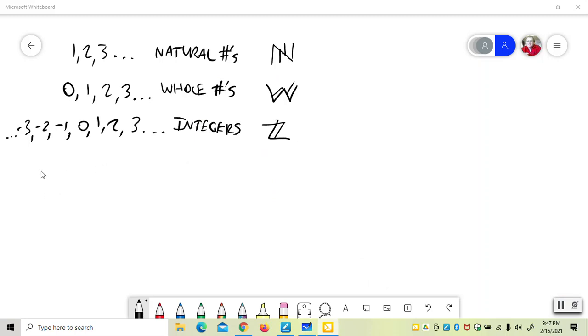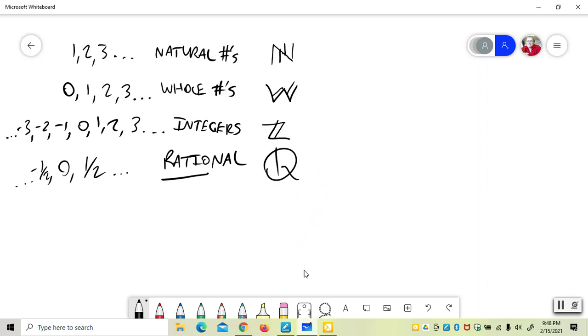Then we go to anything that can be written as a fraction, which are rational numbers. We symbolize those with Q, and there's a reason for that, which I don't remember off the top of my head. Rational numbers can be written as a fraction, which includes all of these, because, of course, any natural number, whole number or integer can be written as a fraction. Just stick a 1 under it, of course.